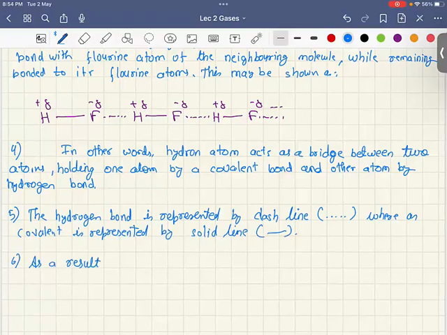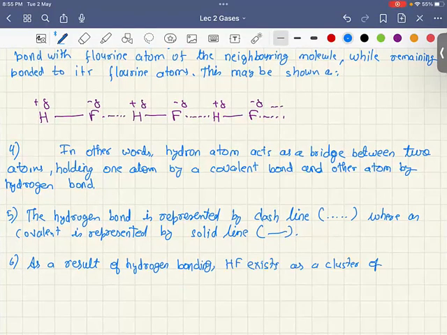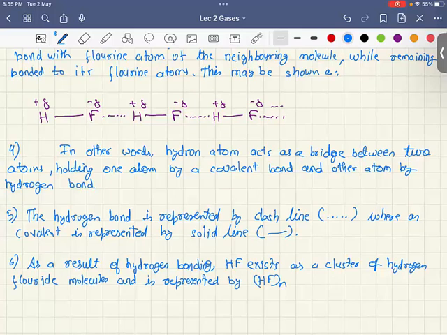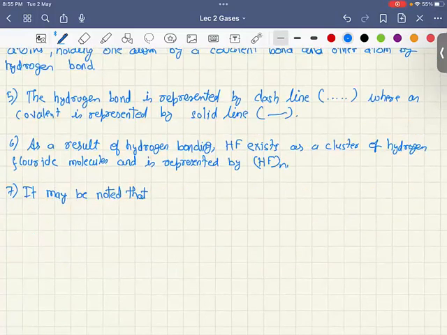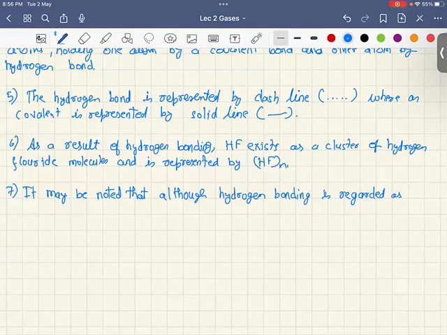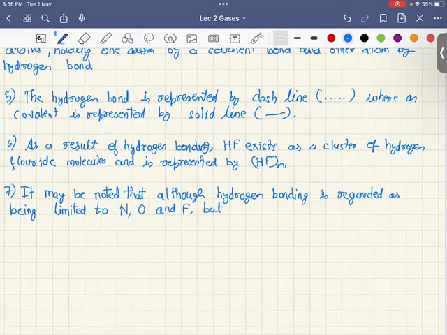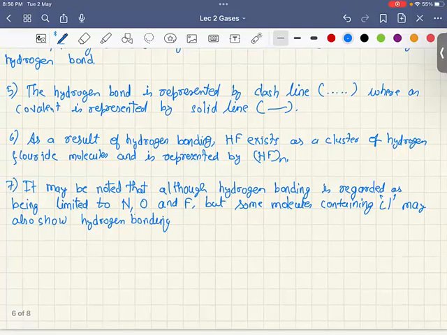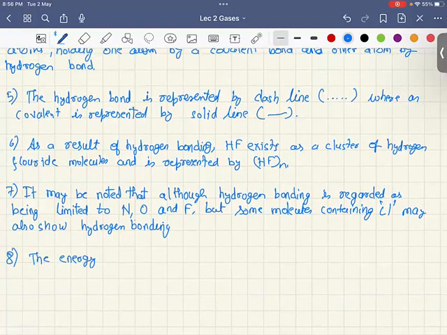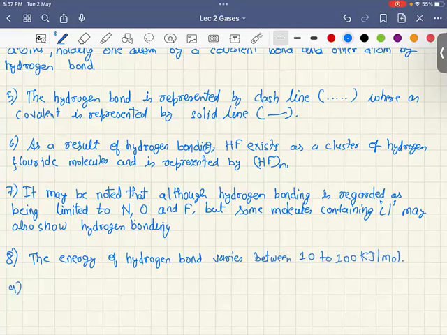Right? As a result of hydrogen bonding, HF exists as a cluster of hydrogen fluoride molecules, and is represented by (HF)n. Right? It may be noted that although hydrogen bonding is regarded as being limited to nitrogen, oxygen, and fluorine, some molecules containing fluorine may also show hydrogen bonding. Okay? Next point is the energy of a hydrogen bond varies between 10 to 100 kilojoules per mole. This is quite a significant amount of energy, right?